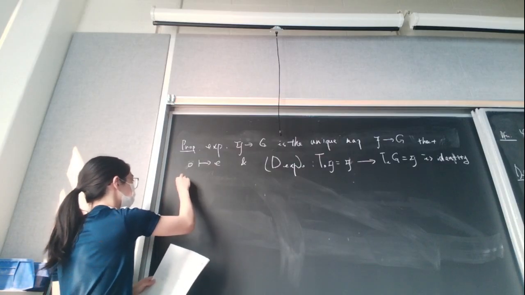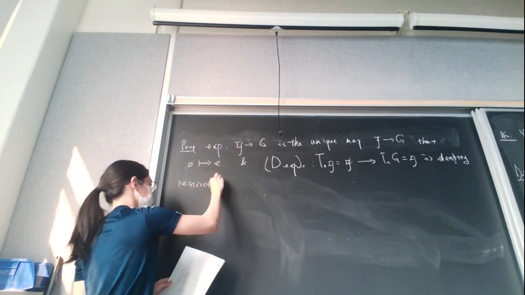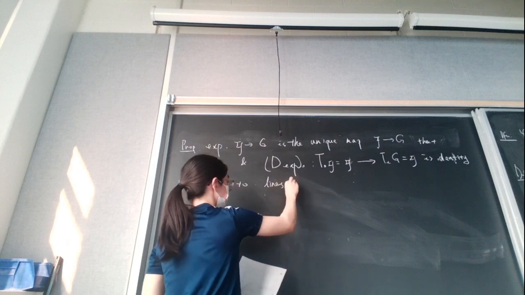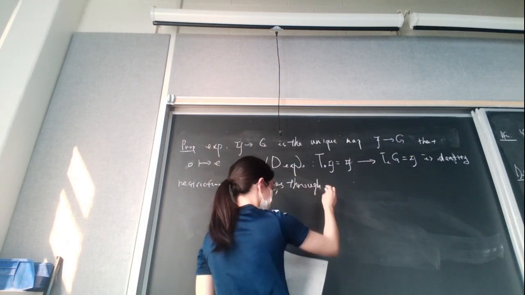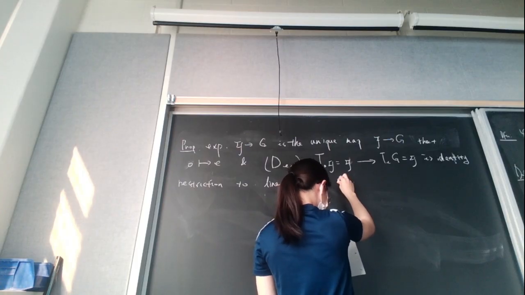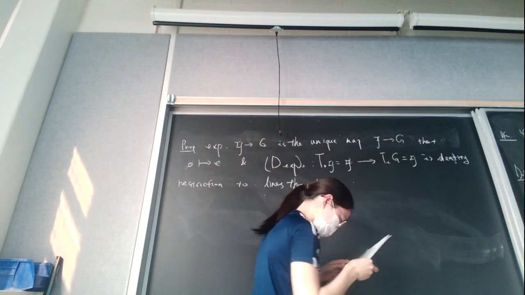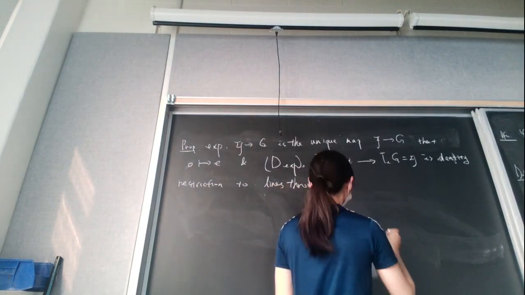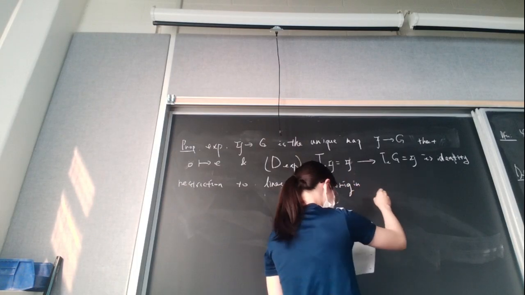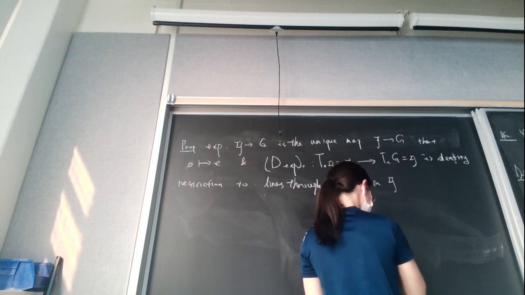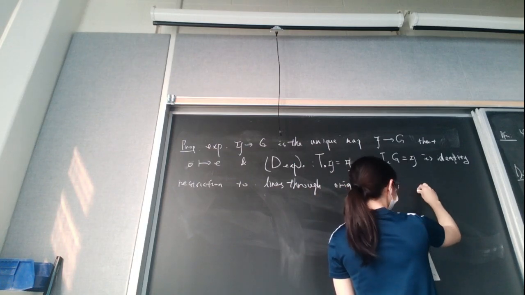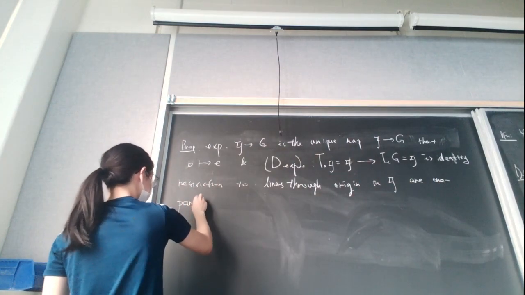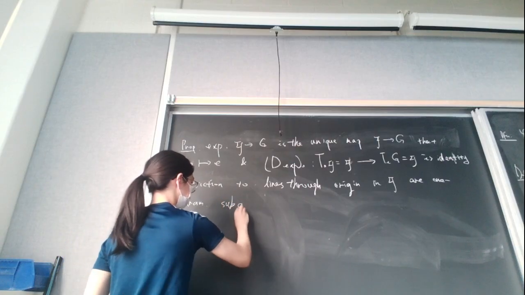There's one more thing. Restrictions to lines through the origin in the Lie algebra g are one parameter subgroups.